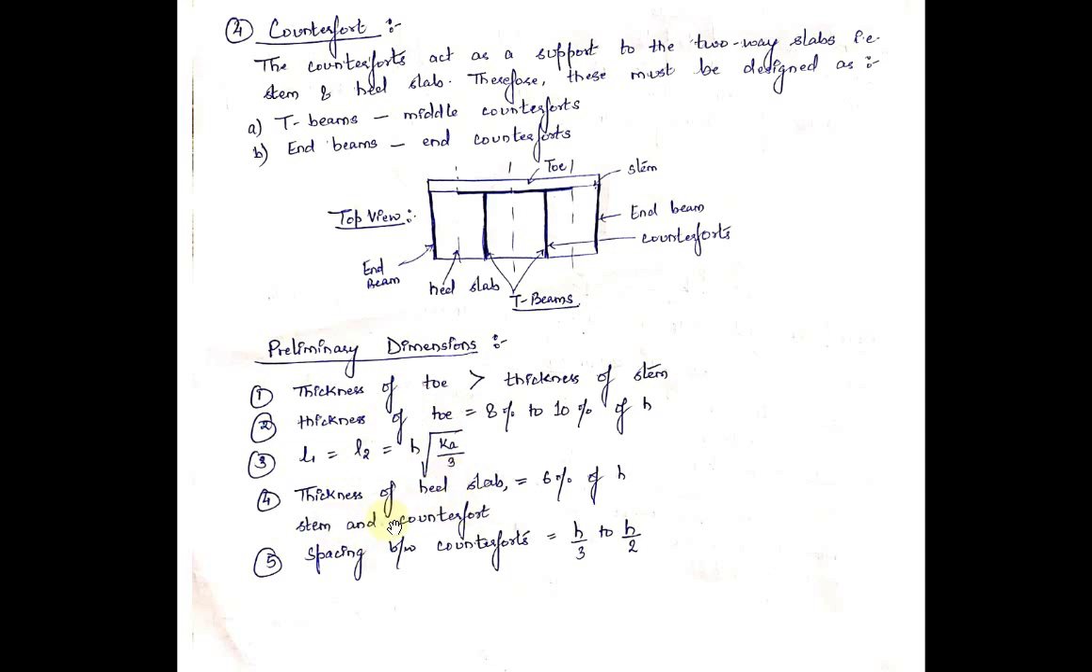Thickness of the heel slab, stem and counterfort is taken as 6% of the total height of the retaining wall, and the spacing between the counterforts is generally kept between h by 3 to h by 2. So these are some of the concepts which you should know about the counterfort retaining wall before designing it.